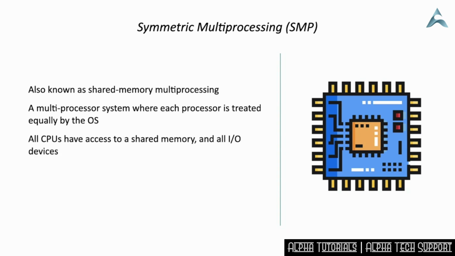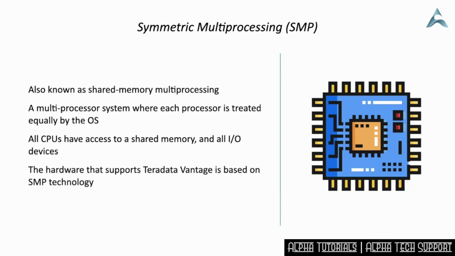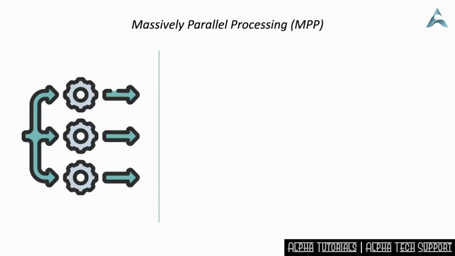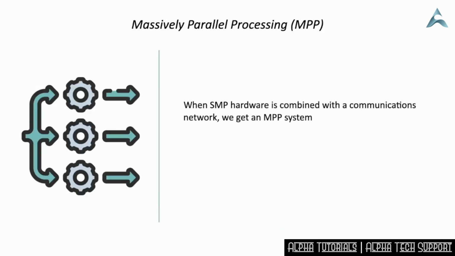All CPUs have access to the same shared memory as well as I/O devices, so symmetry is assumed in this regard as well. And as you may have guessed, the hardware which is used to support Teradata Vantage is based on symmetric multiprocessing. So in short, each CPU is just as likely as any other in the system to be assigned a particular task.